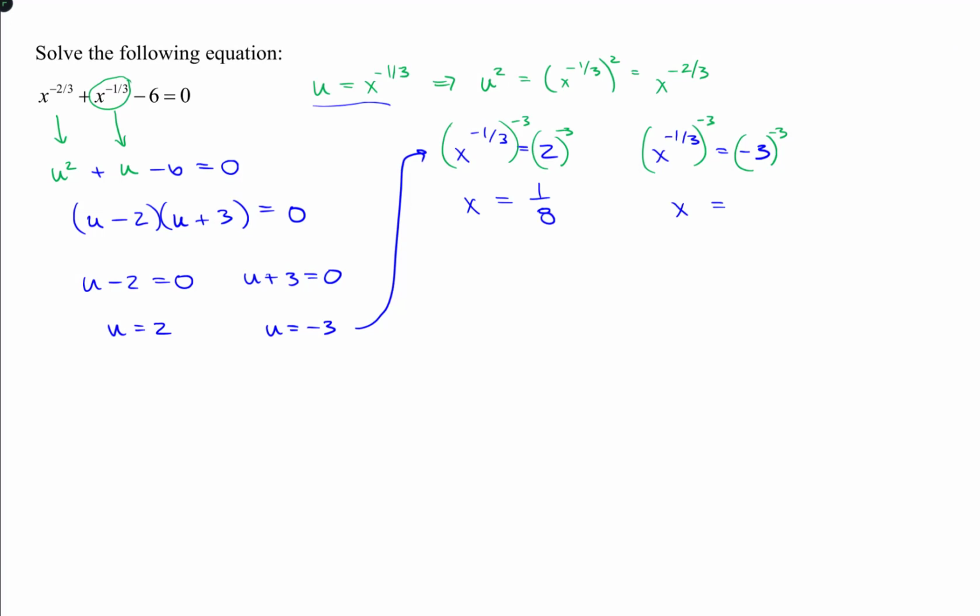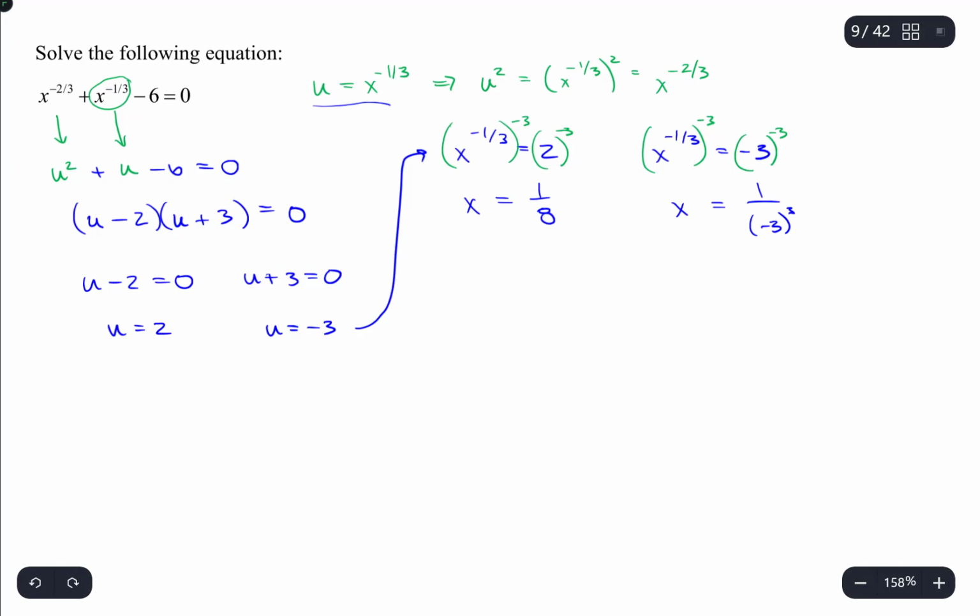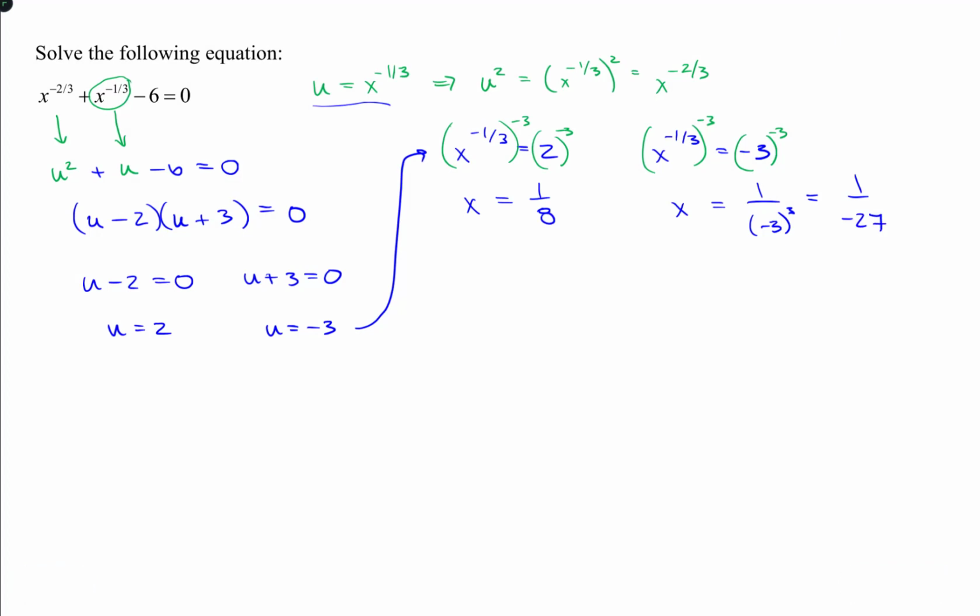Then negative 3 to the negative third, I'll take an extra step here. I'll make this 1 over negative 3 to the positive third, because something to the negative exponent just means to bring it into the denominator. And then negative 3 to the positive third power would be negative 27. So this results in negative 1/27.